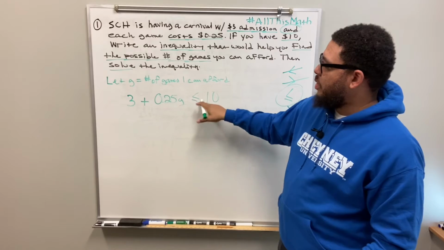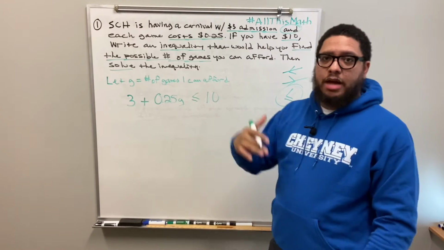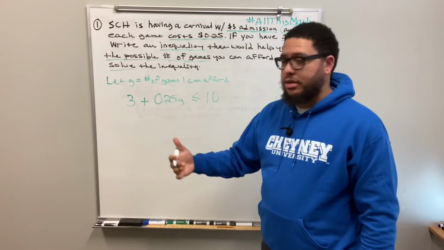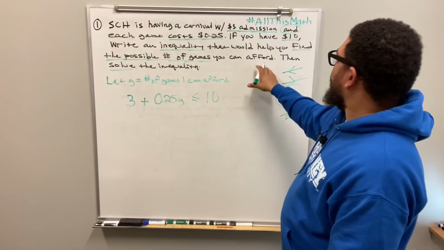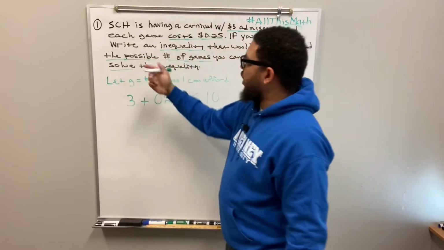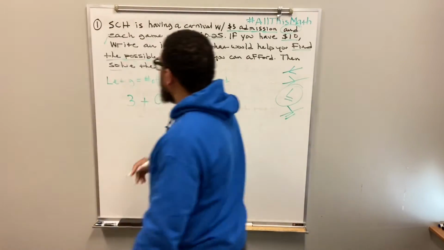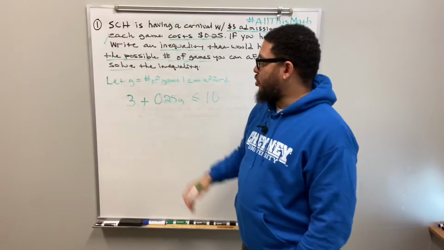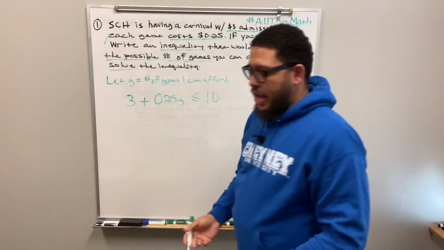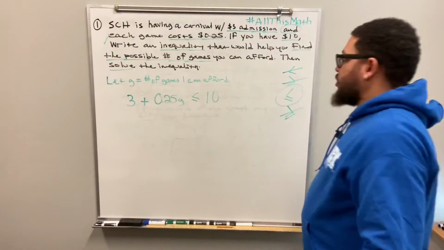So when you see this symbol, less than or equal to, it means at most or cannot exceed. Okay? Now, this is my inequality. We have written the inequality, so we did that part. Now the only other part we have to do is actually solve the inequality, so we'll be able to answer the question and know how many games we can play.